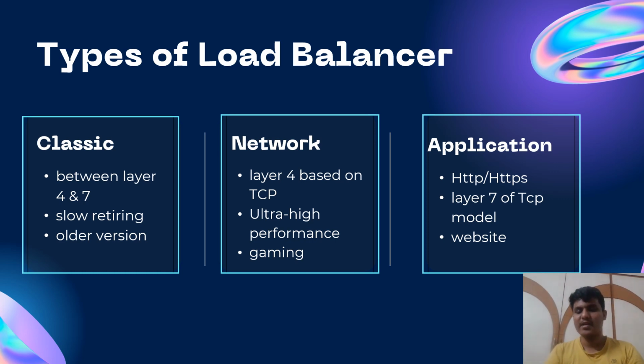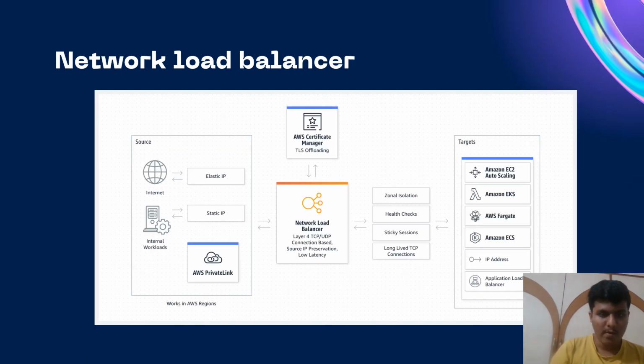The application load balancer is based on layer 7 of the TCP model. It is at a higher layer, and it is provided for HTTP and HTTPS applications and used in websites. Now let's talk about the network load balancer diagram.